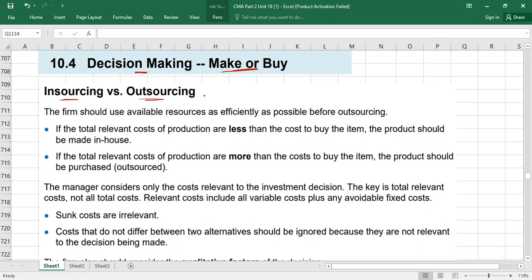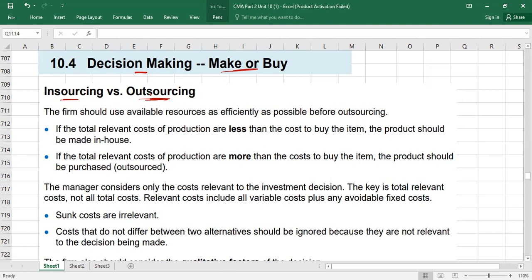Make means, for example, if you have a production facility and you produce the product in-house, that is called insourcing. And outsourcing means when you are buying the ready-made product from outside, from the market. That is called outsourcing. So the idea is very simple: should we make the product in-house or should we buy the ready-made product from outside?